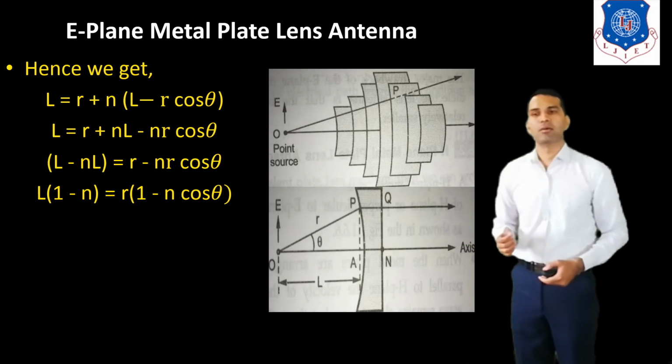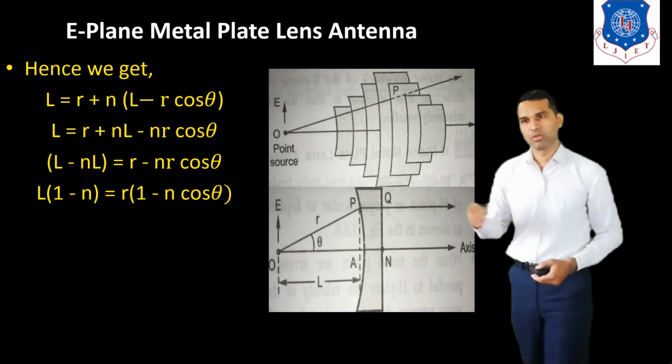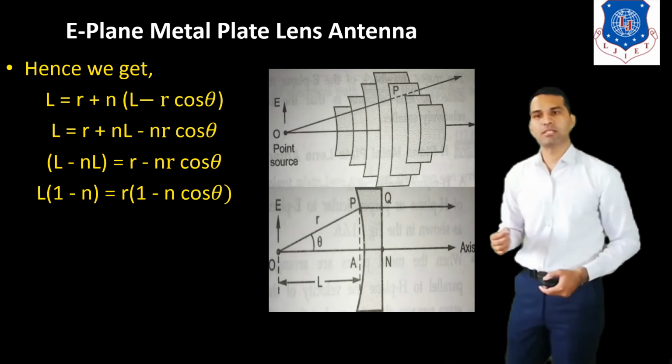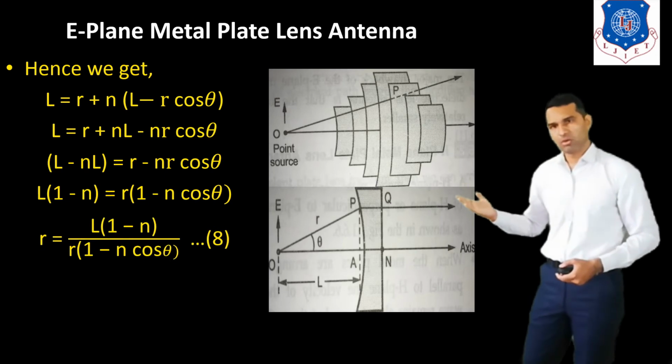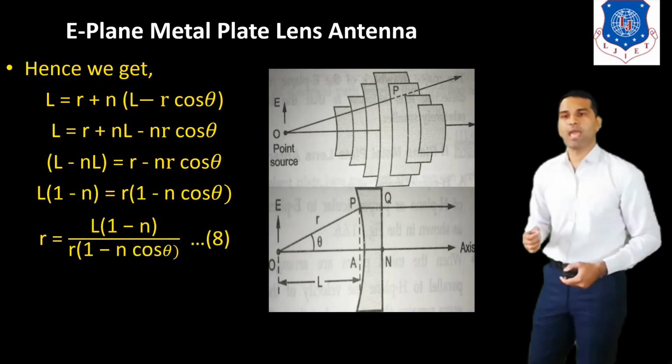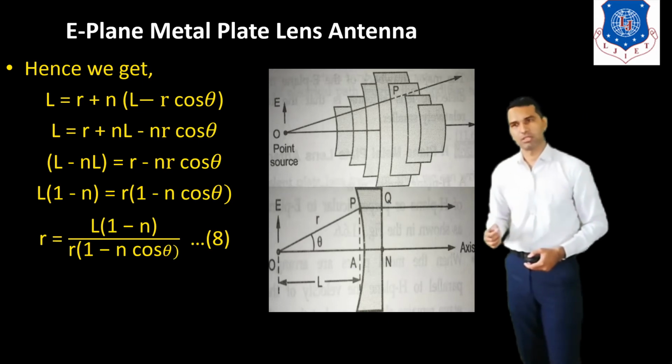Now we take L common from the left hand side and R common from the right hand side. So we can write L(1 minus n) equals R(1 minus n cos theta). So finally we get R equals L(1 minus n) upon (1 minus n cos theta).